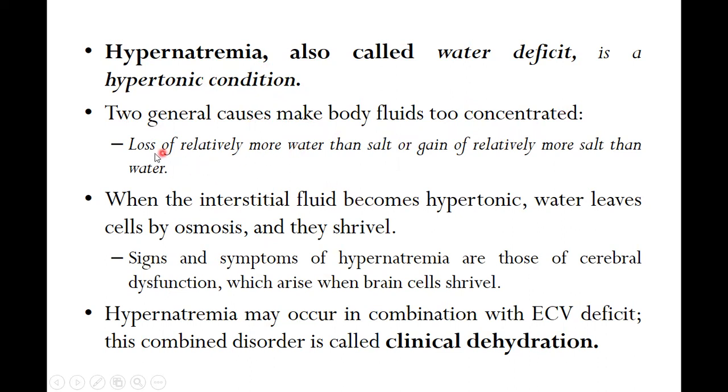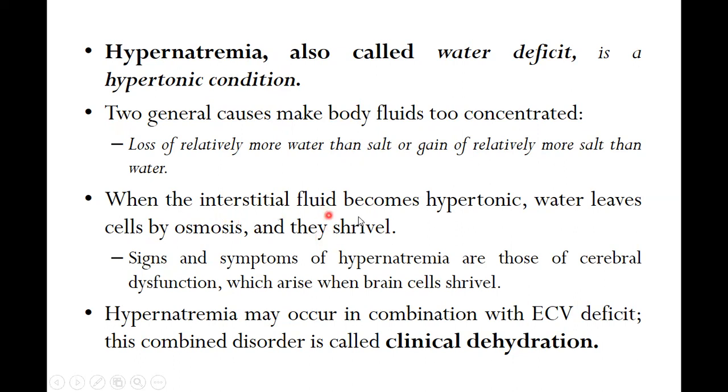Number one, it can be loss of relatively more water than salt, because an individual is losing a lot of water and less salt. So the little water that remains will contain a lot of salts. Or this patient is gaining relatively more salt than water. Those are the two general causes of hypernatremia, or a condition where body fluids become concentrated.